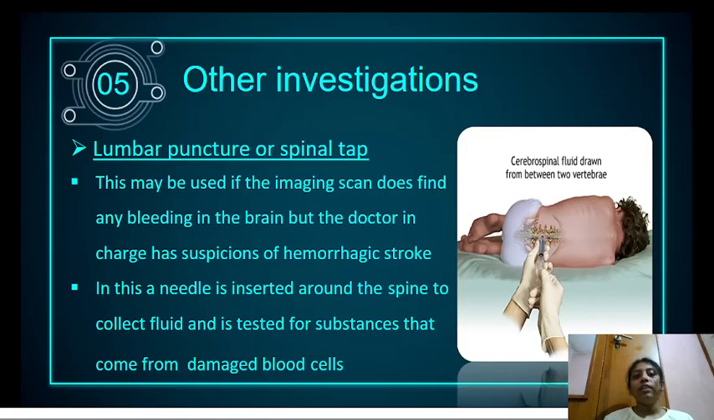Last, the other investigations include the lumbar puncture, or the spinal tap. Lumbar puncture or spinal tap is an invasive technique, and this is used when the doctor is suspicious of a hemorrhagic stroke even though the images can appear normal. What happens is a needle is inserted into the spine, and cerebrospinal fluid is taken from the spine and tested for substances that come from damaged blood cells.